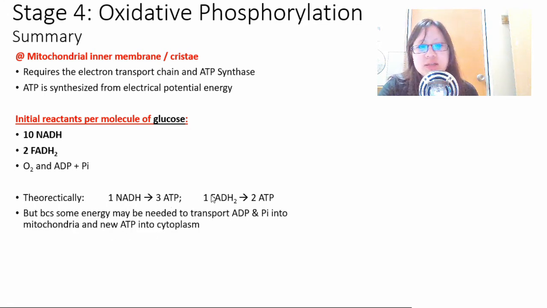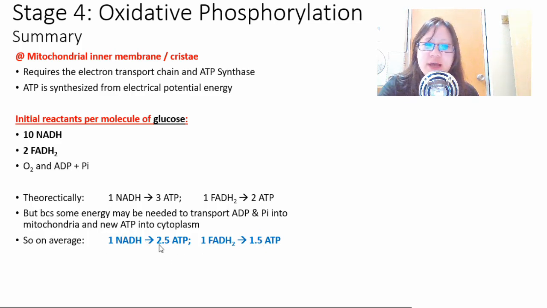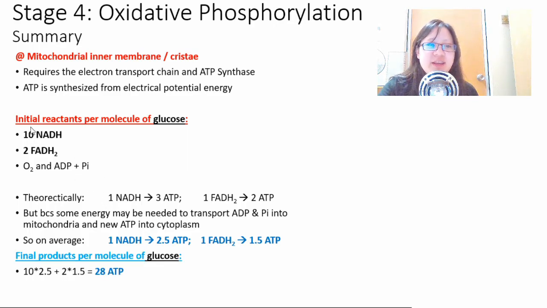Theoretically, these are the figures: 1 NADH will produce 3 ATP, 1 FADH2 will produce 2 ATP. But because some energy may be needed here and there, on average we calculate it like this. These are values you need to remember: 1 NADH will produce 2.5 ATP, 1 FADH2 provides 1.5 ATP. So if you do the mathematics, you have 10 NADH, so 10 times 2.5 ATP plus 2 FADH2 times 1.5 ATP, and altogether you have 28 ATP.